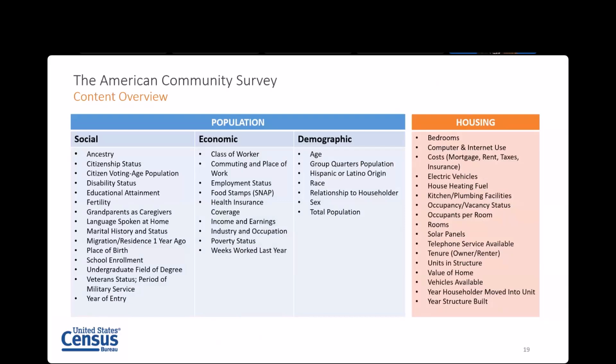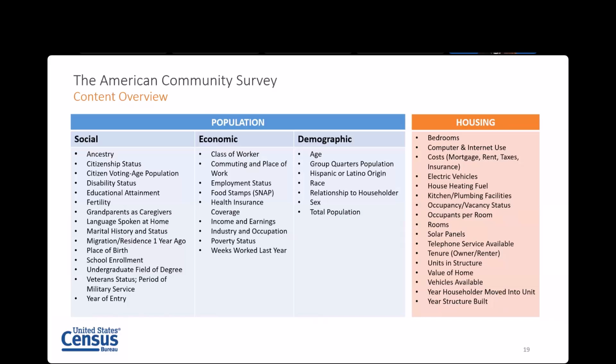Social characteristics include topics such as educational attainment, marital status, place of birth, and veteran status. Economic characteristics include such topics as employment status, health insurance, and income. The ACS also collects basic demographic characteristics such as sex, age, race, and Hispanic origin. Housing characteristics include topics such as computer and internet use and housing costs.